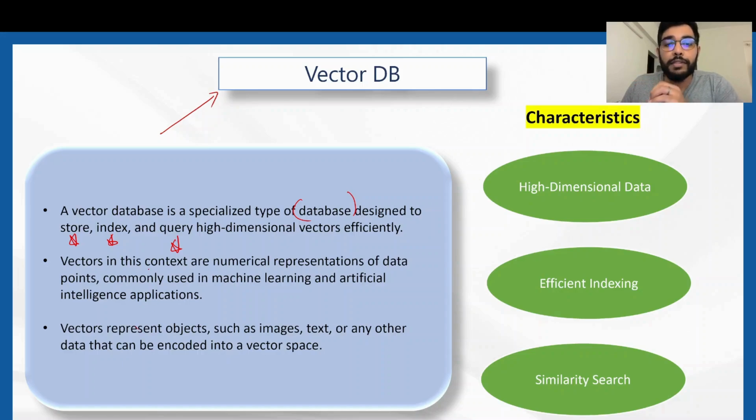The process of vectorization is not only limited to natural text, it can be extended to any input data that can be encoded into the form of vectors. That means images, videos, or any other type of data which can be encoded in the form of numerical array can be vectorized. Now, coming to the characteristics of vector database, there are three prominent characteristics, namely high dimensional data, the second one is efficient indexing, and the third one is similarity search. Now let's try to understand these three characteristics in depth one by one.